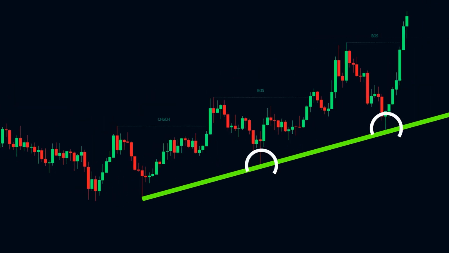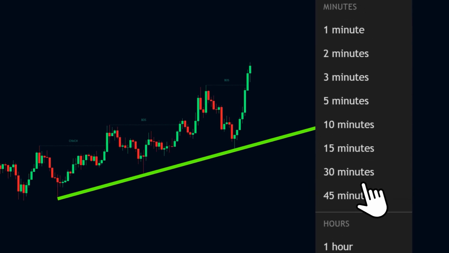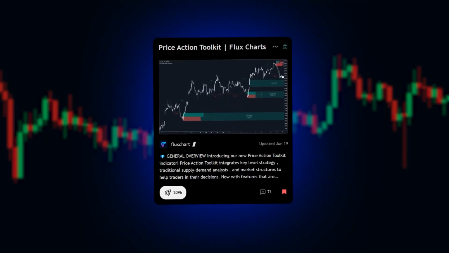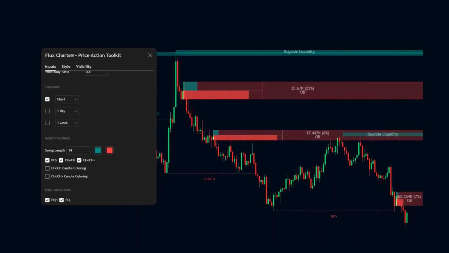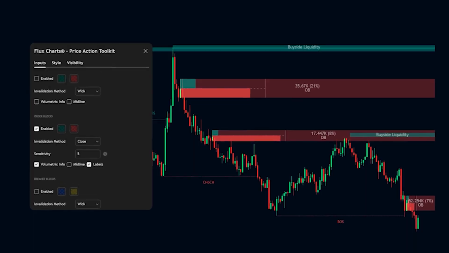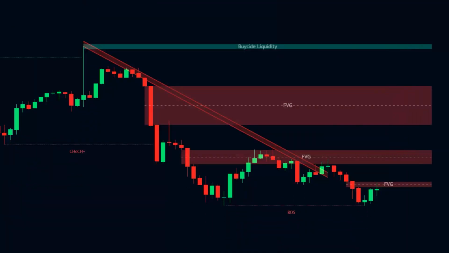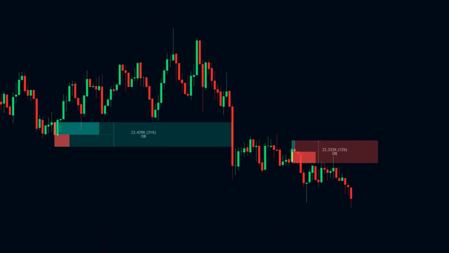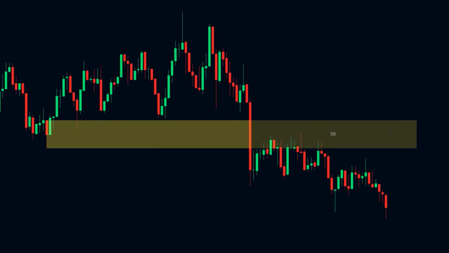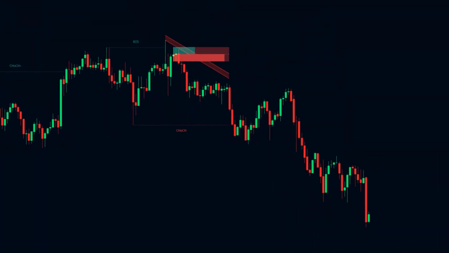You need clean pivots, multiple touches, confirmation from structure, and you need to do it consistently across different time frames. That's where the Price Action Toolkit by Flux Charts comes in. It's an all-in-one indicator that brings together the core elements of price action analysis. It automatically draws those trend lines for you and then gives you all the confirmations you need to validate them. It marks fair value gaps and order blocks with volume context, highlights breaker blocks when structure fails, and automatically detects key shifts like break of structures and change of characters. Each feature is designed to work together seamlessly.